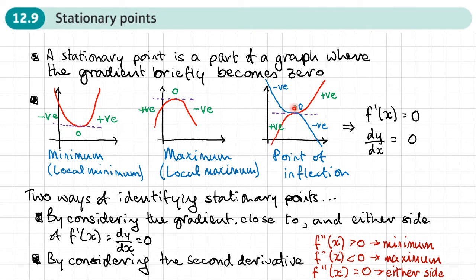If, however, we put that value of x into our second derivative and we get zero, then we need to go to the either side method, that's this method here, to help us identify what type of stationary point we have. That's because with the second derivative equal to zero, we are not able to identify whether it's a maximum, a minimum, or a point of inflection. So we need to go back to this method here, and then we'll be able to decide which one of the three it is.